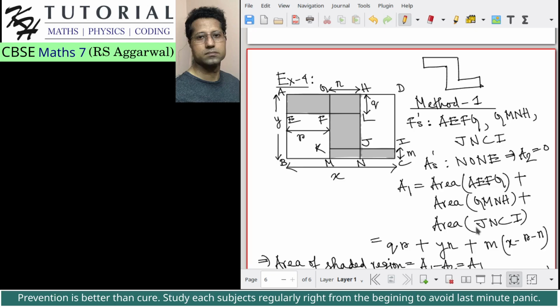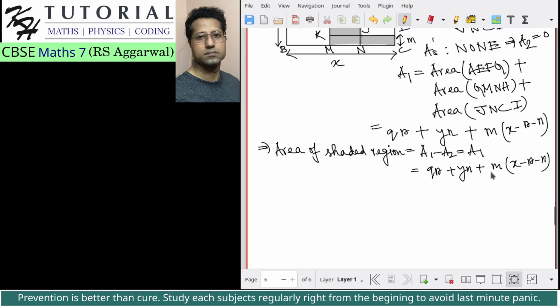In some problems it may not be possible to divide the shaded region into some rectangles or squares which do not have any overlapping areas. There will be some overlapping areas. In that case you have to appropriately find the area. Now let's see in another method, in method 2, if we can find the area of the unshaded region and subtract that from the area of the enclosing rectangle. Let's see if it is possible. It may not be possible, it will depend on the given figure and the dimensions.